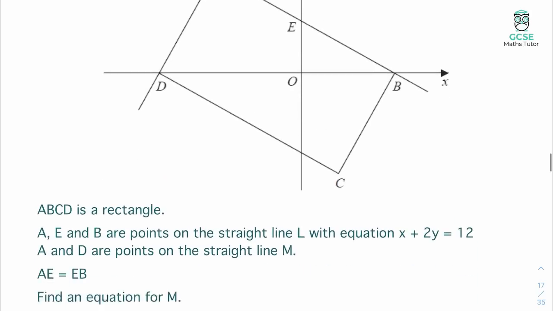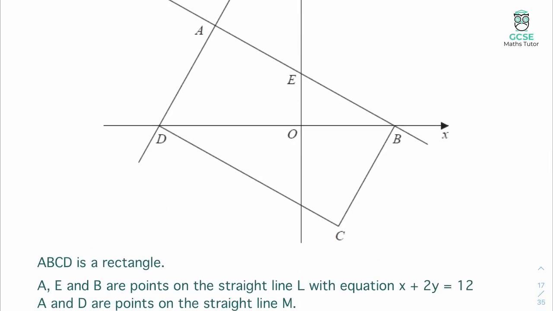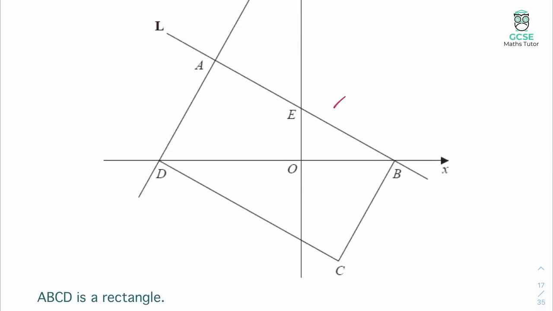Right, okay, another question I've seen before, so I'm quite glad about that. So let's have a look. We've got the equation of line L, x plus 2y equals 12. So that's this one here. So we have x plus 2y equals 12.